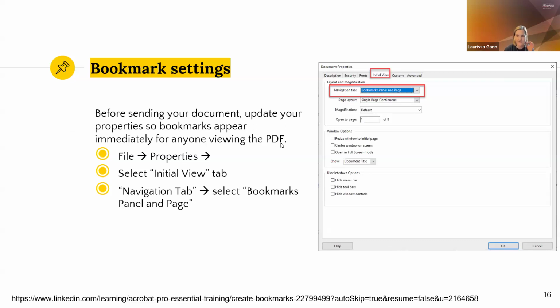So in Adobe Acrobat, you're going to go to File, Properties. You're going to select Initial View and make sure that under the Navigation tab, Bookmarks panel and page is opened up. This, again, just means when I send my PDF to Leslie, she'll open it and she'll be able to see my bookmarks right away. She doesn't have to click on anything to see the bookmarks. They'll pop out for her so she can go ahead and start looking through the PDF.